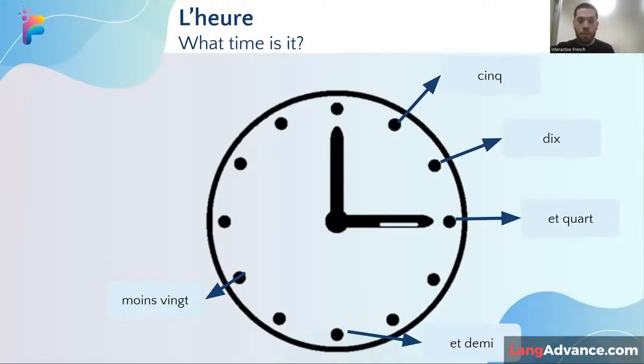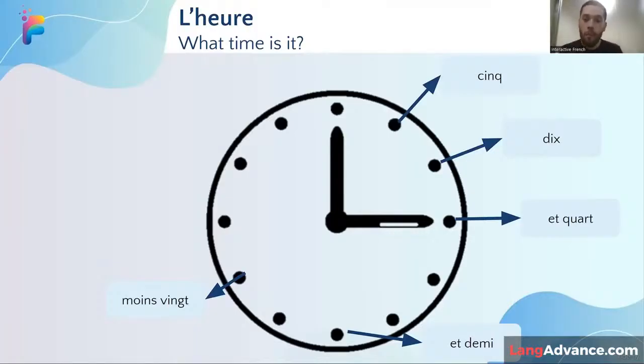The trick to remember here is that moins means minus. So literally you're subtracting 20 minutes from 2 o'clock. So 1:40 would be 2h moins 20. 2:40 would be 3h moins 20. 3:40 would be 4h moins 20, so on and so forth. So that's the idea here with the moins.